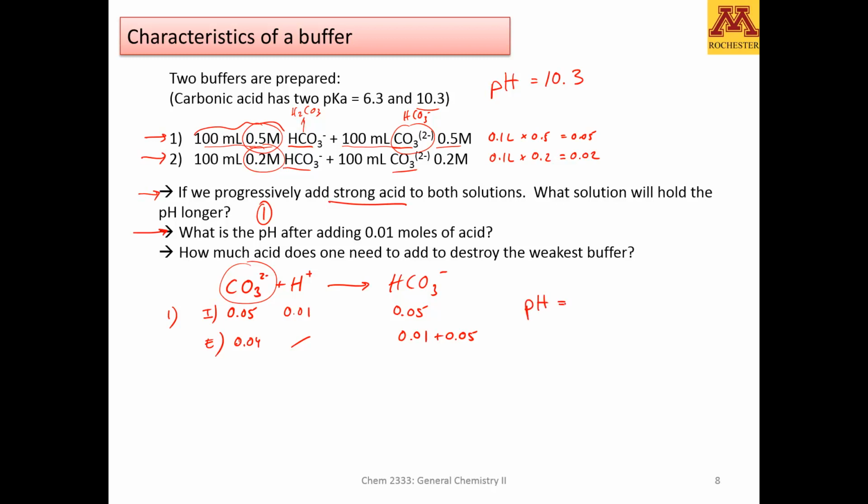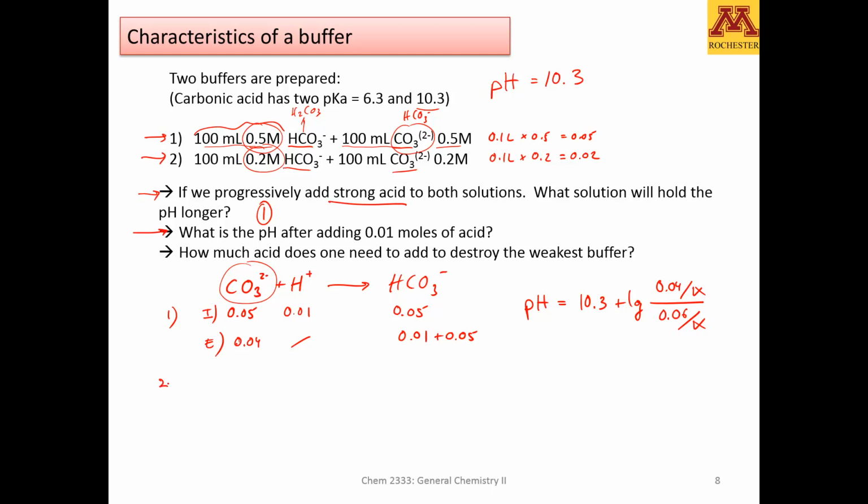Therefore, the pH is the pKa, which is 10.3, plus the log of the concentration of base, which is 0.04 over volume, over the concentration of acid, 0.06 over volume. Volume and volume cancel out. This will give you the pH.